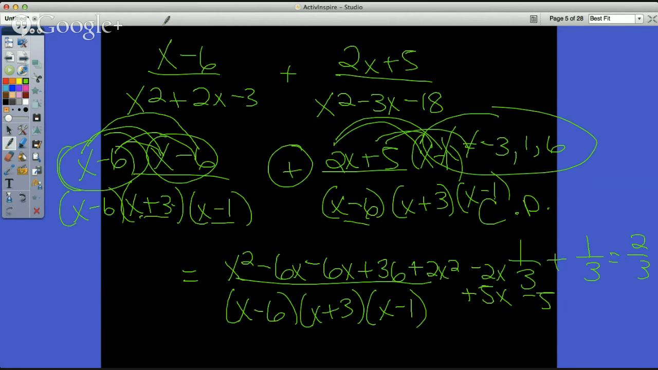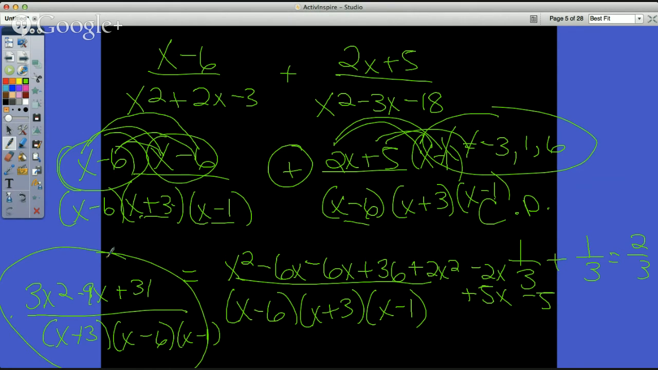So if I were to combine it, here's what I got for my answer. 3x squared minus 9x plus 31 all over x plus 3, x minus 6, and x minus 1. And that right there is my answer. Again, where x cannot be equal to -3, 1, and 6. Which answer will be on multiple choice? Like one of the zeros or that one? I could ask for either. I could say, hey, state what values cannot be, because in our class, we plugged in.